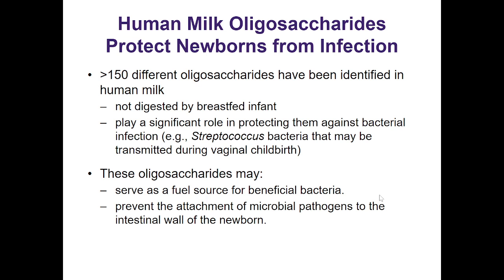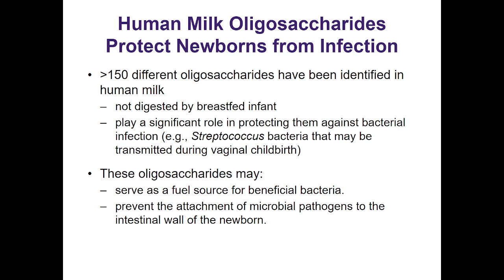And so human milk oligosaccharides are going to protect newborns from infection. You've all probably heard of that, where a newborn fed breast milk, especially directly from the mother, will have a much better immune system. There are more than 150 different oligosaccharides that have been identified in human milk, not digested by breastfed infants. They play a significant role in protecting them against bacterial infection.